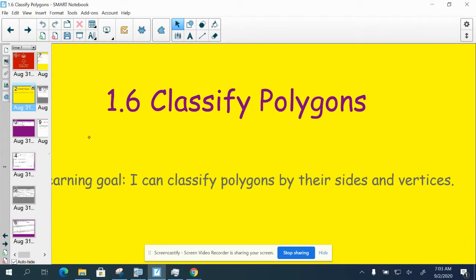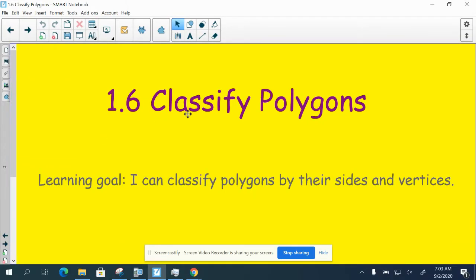Hello everyone. Today we're going to learn lesson 1.6, classifying polygons. So you're going to learn how to classify a polygon by its sides and vertices. We're going to talk about some vocabulary such as convex and concave and regular, equilateral, equiangular to distinguish polygons.